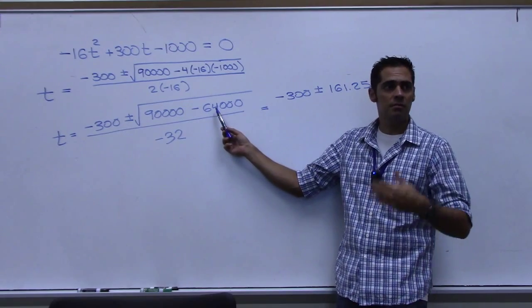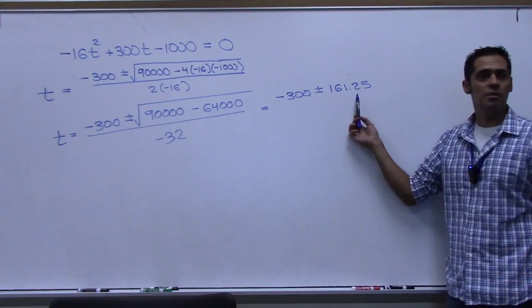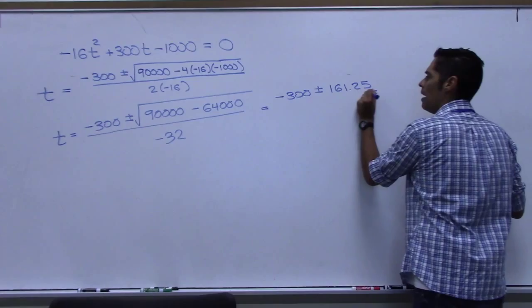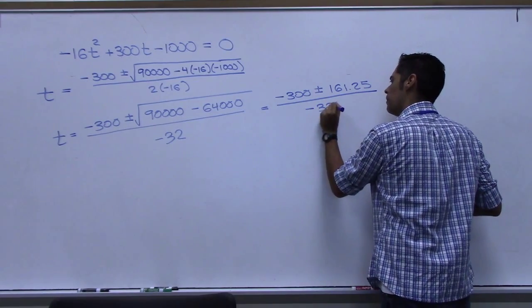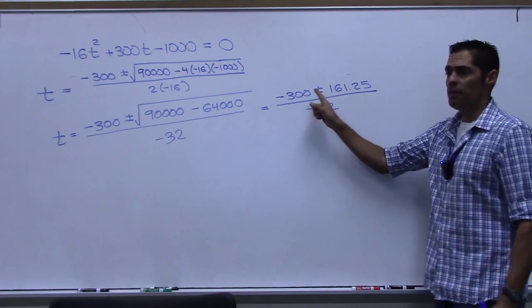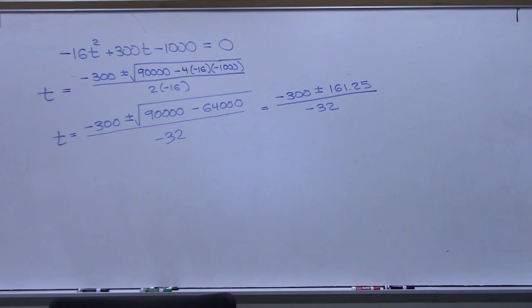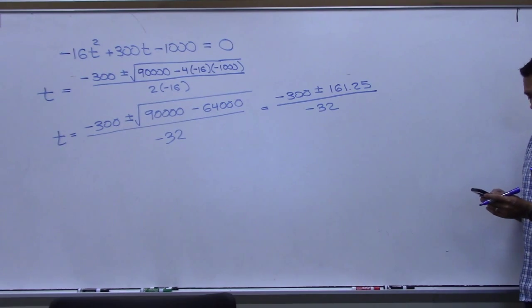90,000 minus 64,000 was what? 26,000? And then you took the square root of it and got 161.25. All of this divided by negative 32. Now we have to find both of these answers. So we have to do two different cases. First, negative 300 plus 161.25 divided by negative 32. The first one is 4.34. Anyone else get that? Was that with the plus? Yeah, that's plus.